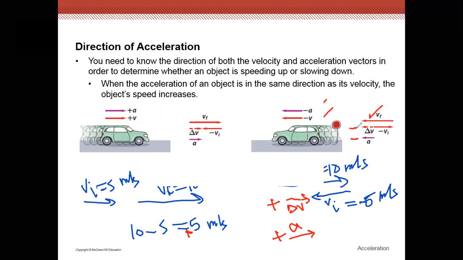So the direction of brake is backward, but the direction of movement is forward. So now acceleration and velocity are in opposite directions. Acceleration here comes from the brake, because the brake wants to make a change in the value of speed. Understand this point? The brake wants to make a change in the velocity of the car.